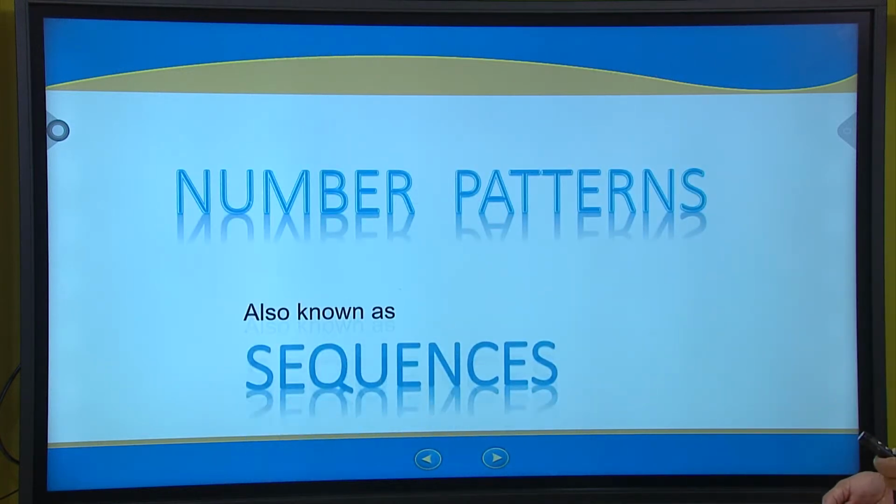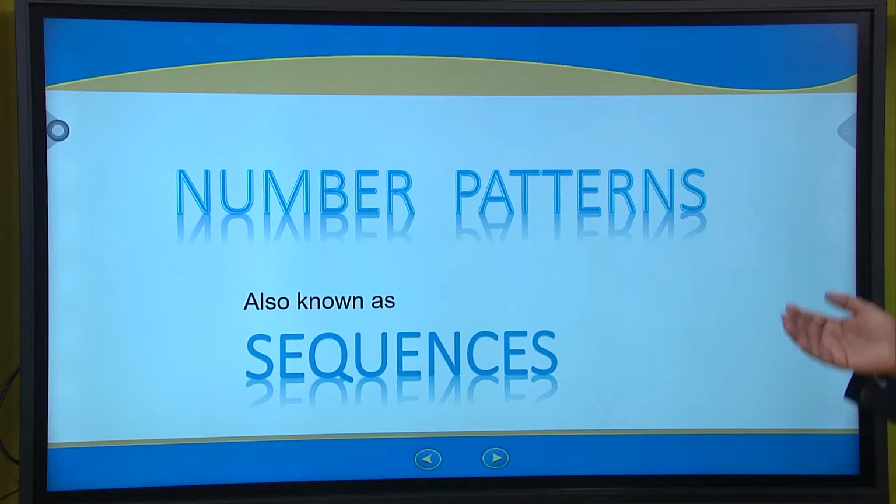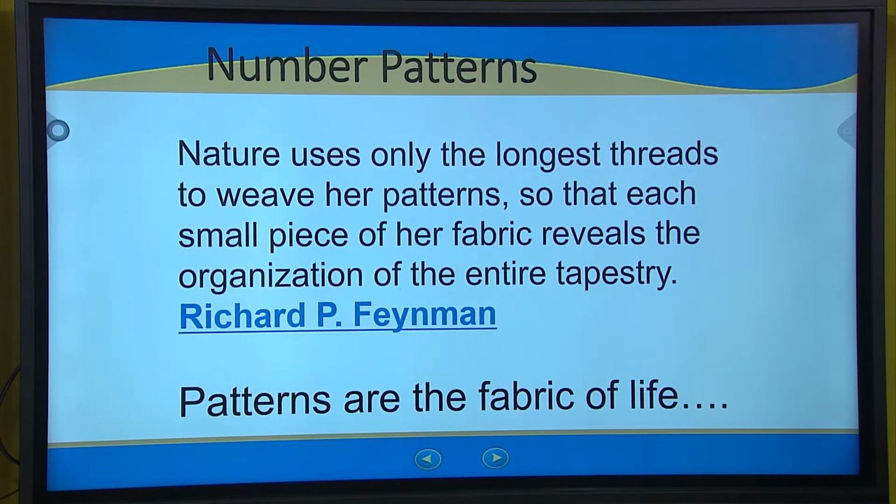Today we are going to look at number patterns. In maths, we also call that sequences. Now, just to give you an introduction to this whole subject, Richard Feynman is a famous physicist who talks about patterns. And he says this: nature uses only the longest threads to weave her patterns, so that each small piece of the fabric reveals the organization of the entire tapestry.